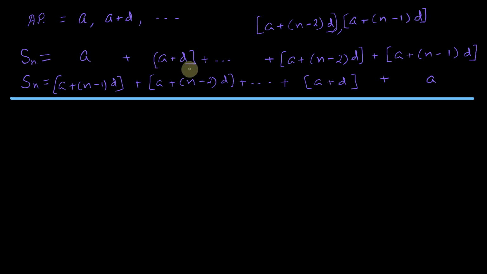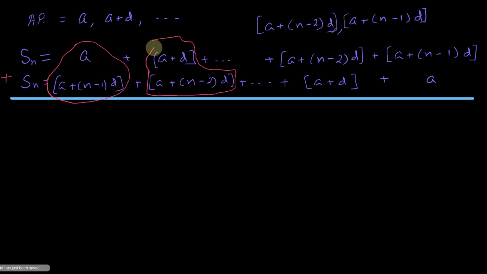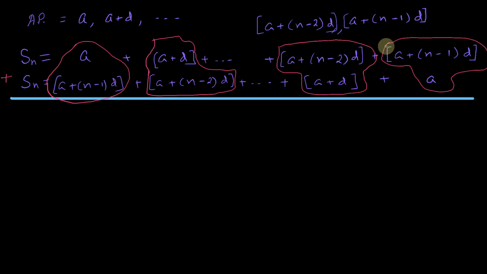Now we have to add these terms. So first terms will add up like this. Similarly, these two terms will add up. Similarly, these are the second last terms. They will add to each other, and last terms will add to each other like this. So Sn plus Sn becomes twice Sn.